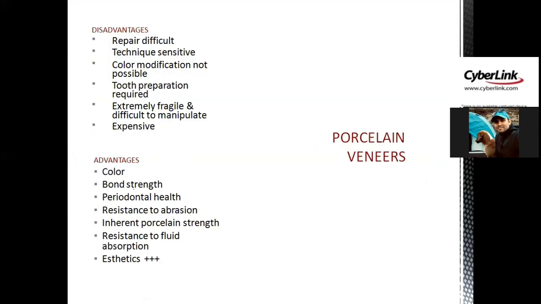Porcelain veneer is the most ideal veneering material when used with metal substructure or in all ceramic restoration, but it has various advantages and disadvantages. So first of all, disadvantages: repair is difficult because we prepare it in the laboratory. Technique sensitive. Color modification not possible. Tooth preparation is required for strengthening. Extremely fragile and difficult to manipulate. And the most important thing is it is most expensive.